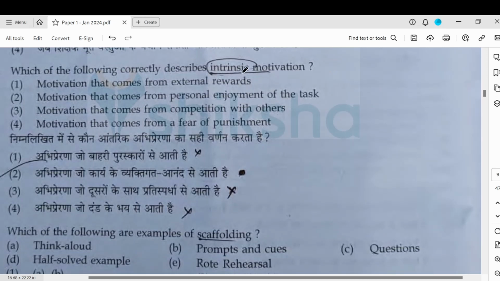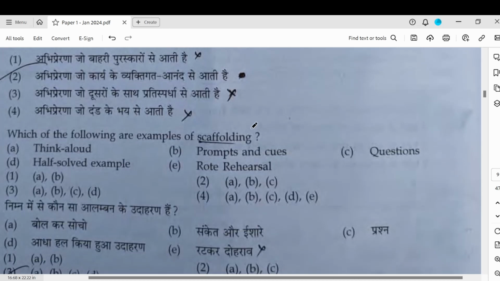Which of the following correctly describes intrinsic motivation? Personal joy, enjoyment, this will be intrinsic motivation. Which of the following are examples of scaffolding? Thinking aloud is scaffolding, prompts and cues, questions being asked, half solved examples. Rote, nothing about rote. So A, B, C, D. This is the correct answer.